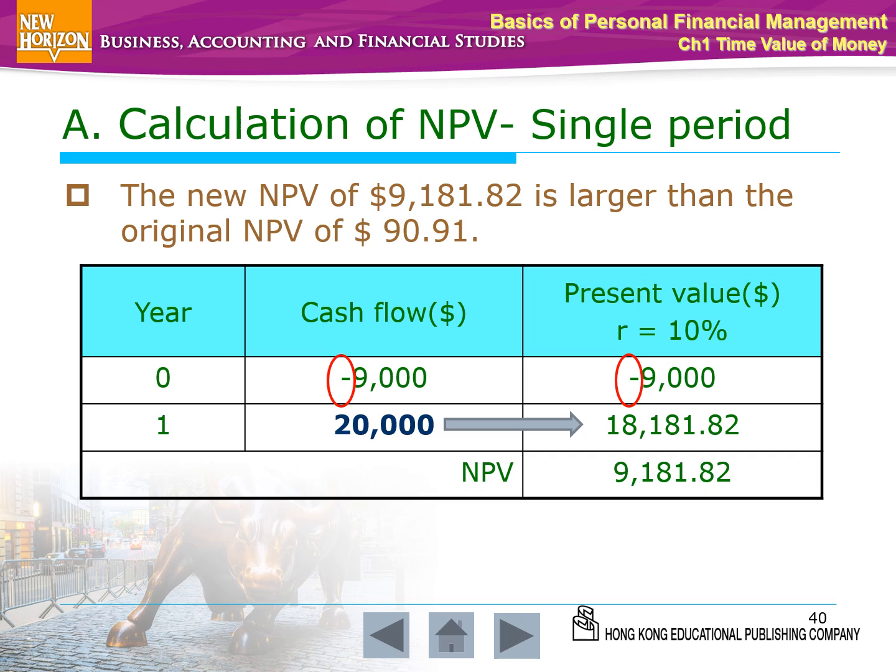Look at this. For year 0, negative 9,000 remains unchanged. While in year 1, when we increase the cash flow from $10,000 to $20,000, of course, the present value will increase as well. So the present value increases a lot when compared to the original $10,000 cash flow in 1 year's time.